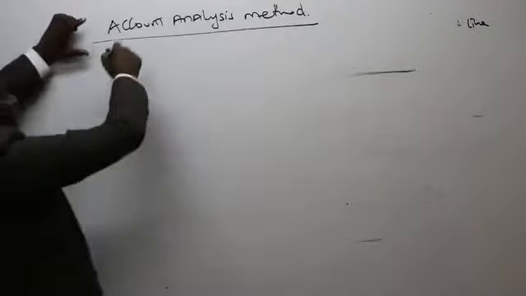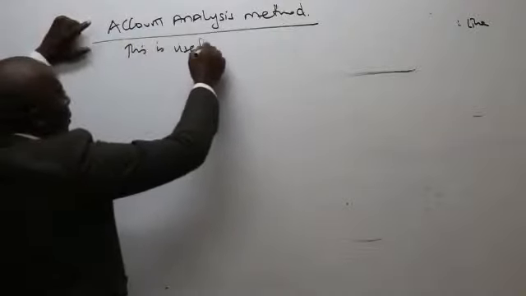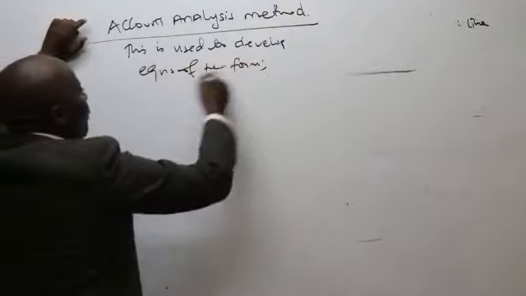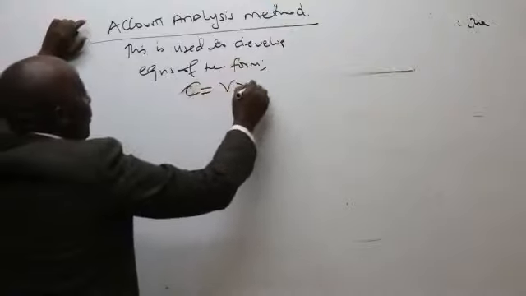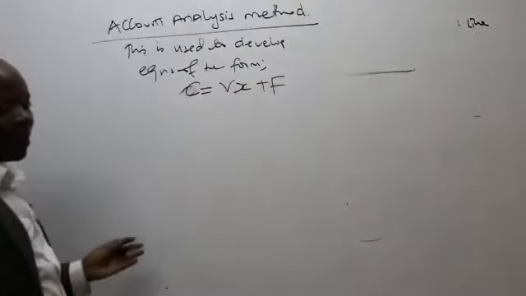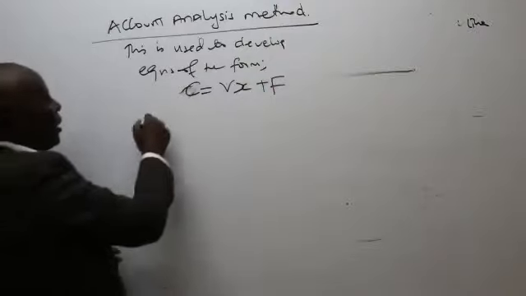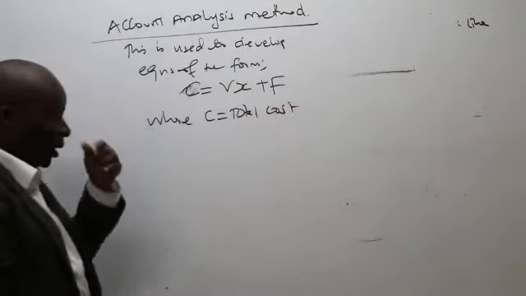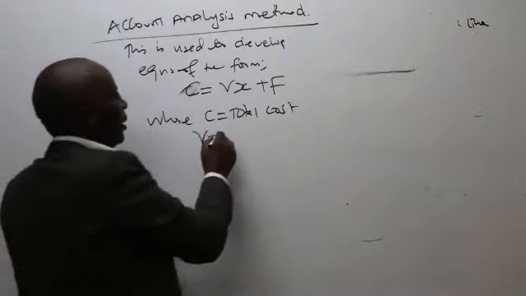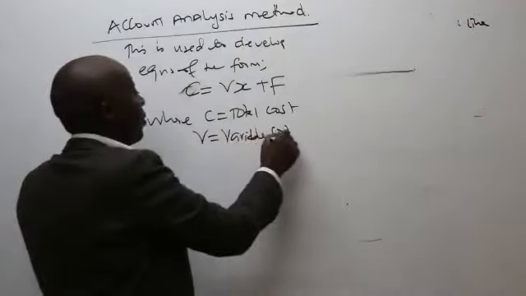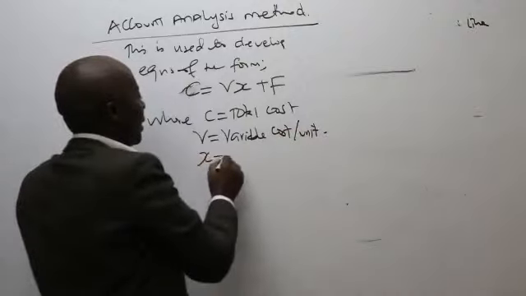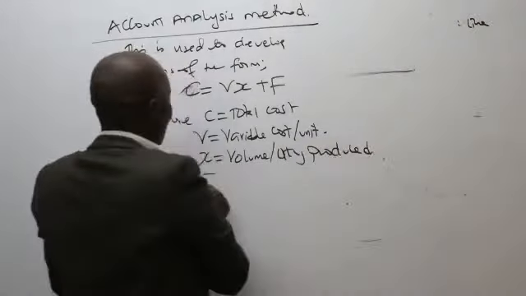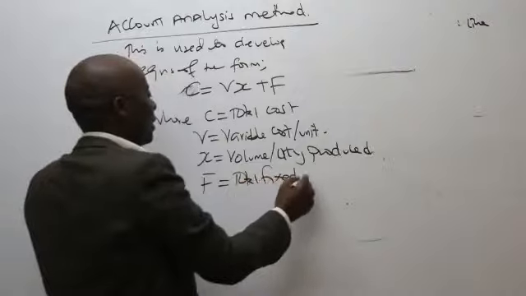Ladies and gentlemen, this is used to develop equations of the form cost equals Vx plus F. Pretty similar to the other equation, where C stands for total cost, V is variable cost per unit, X is volume or quantity produced, and F is the total fixed cost.